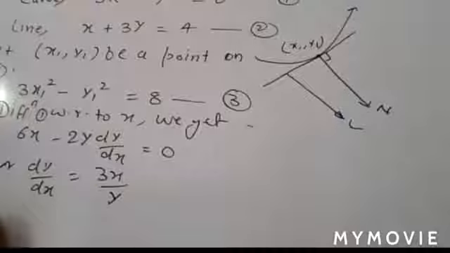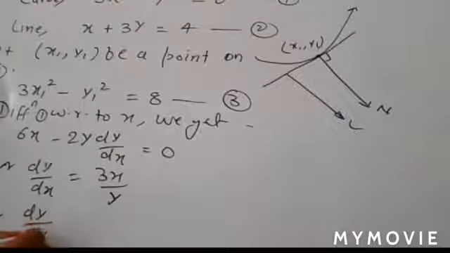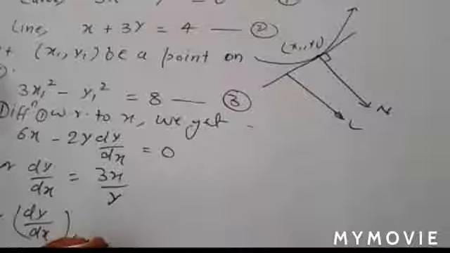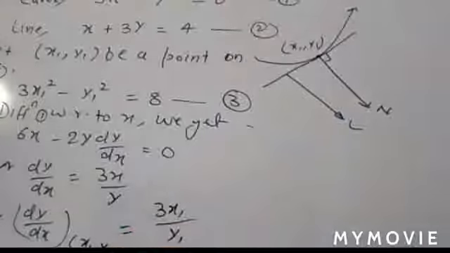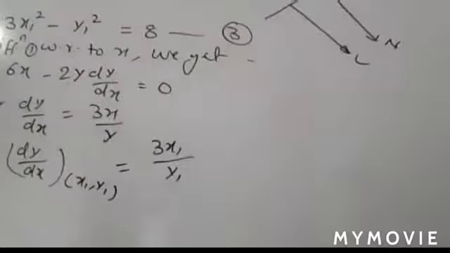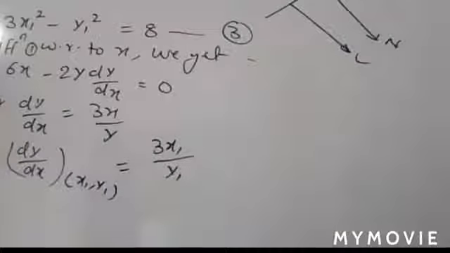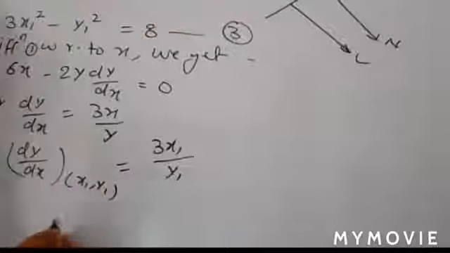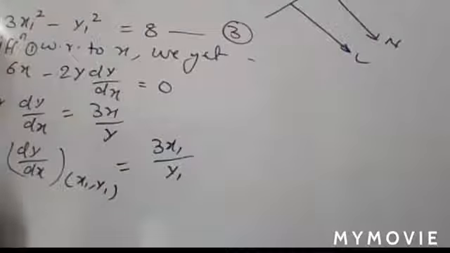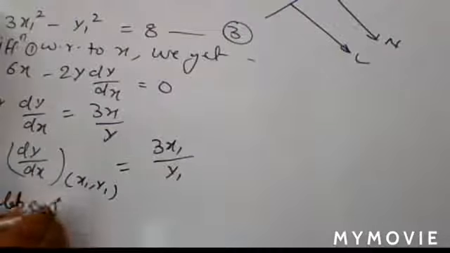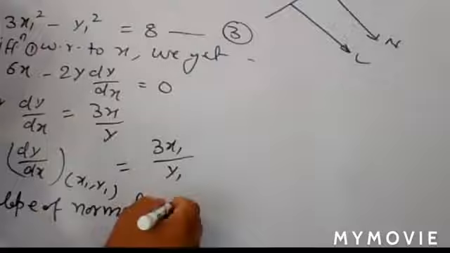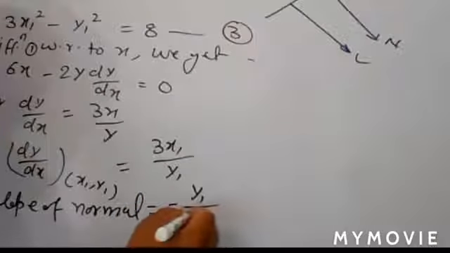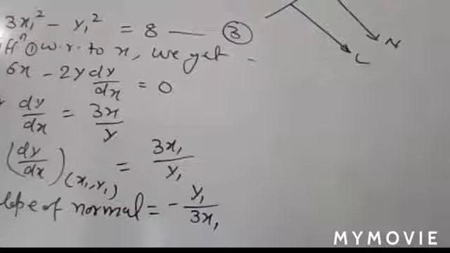Understand? Now find the value of the derivative at the given point x1, y1. Means dy by dx at x1, y1 is equal to 3x1 upon y1. That gives the slope of tangent. Understand? So now you can find the slope of normal. Slope of normal is equal to the reciprocal with the sign changed, so you have minus y1 upon 3x1 as the slope of normal.